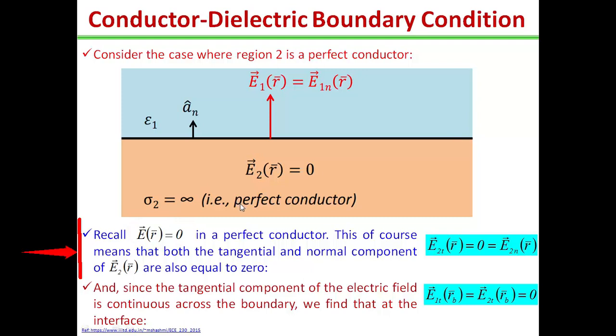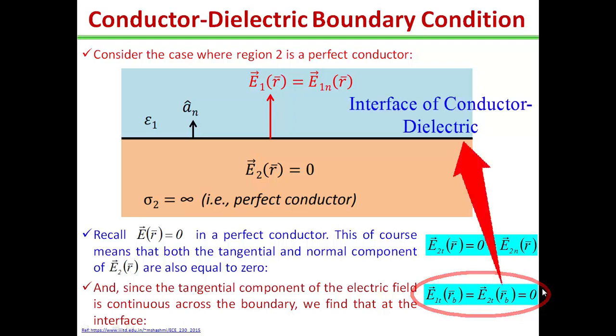This means that both the tangential and normal components of the electric field in medium 2, that is E2(r), are also equal to 0. Mathematically, we can write E2t(r) equals E2n(r), and both are 0. The tangential component of the electric field is continuous across the boundary. We find that at the interface E1t(r) will be equal to E2t(r), and this will be equal to 0, where r is any point at the interface of the conductor and dielectric.